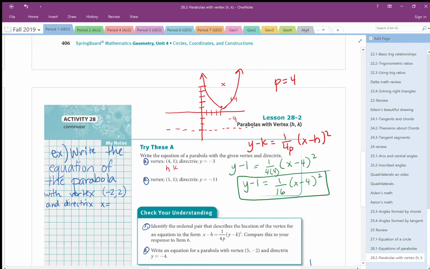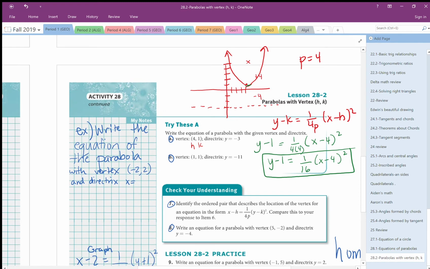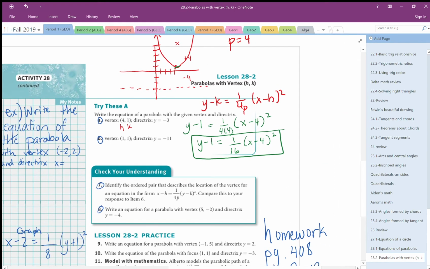Okay. That wasn't too hard. As long as you graph it, it's really easy to see how it's supposed to look and what the p-value is. Let's try the next one. All right, letter B says vertex at 1, 1. So right 1 and up 1. And then directrix, y equals -11.